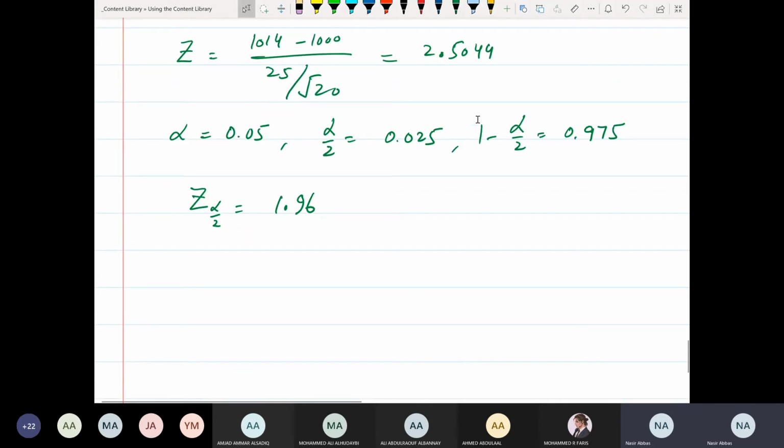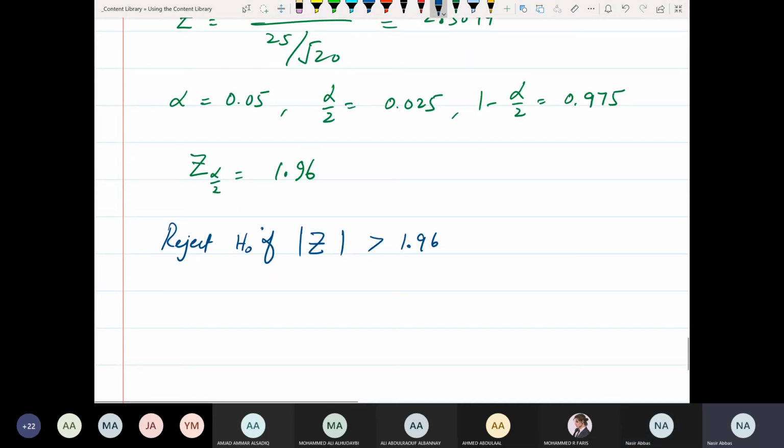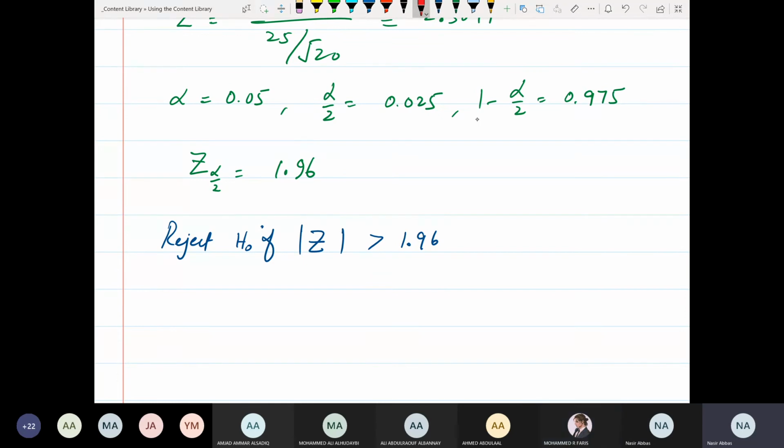Now my rejection region is what? Reject H0 if Z absolute value is greater than 1.96. What is my absolute value of Z? It's absolute of 2.5044. Is it greater than 1.96 or no? Yes. It is greater than 1.96. So we reject H0.